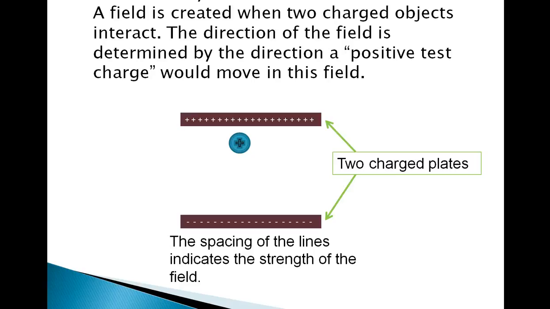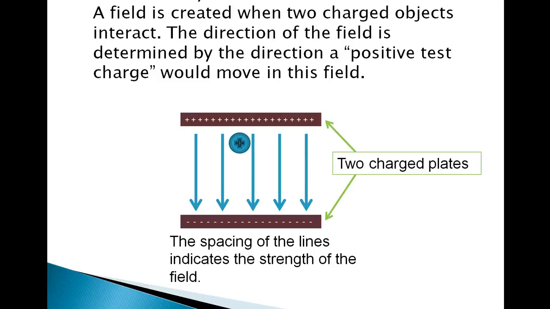By the way, when you do these diagrams, you don't always have to draw a test charge on there. I just do that for these initial ones where we're learning how to do it. So you can leave that off of your own diagram, but you would see that if you put a positive charge in that field, it would move towards the negative plate. So in this case, it's down. Now, if I had flipped the plates, with the negative one on top and the positive one on the bottom, then my field would be going up instead.